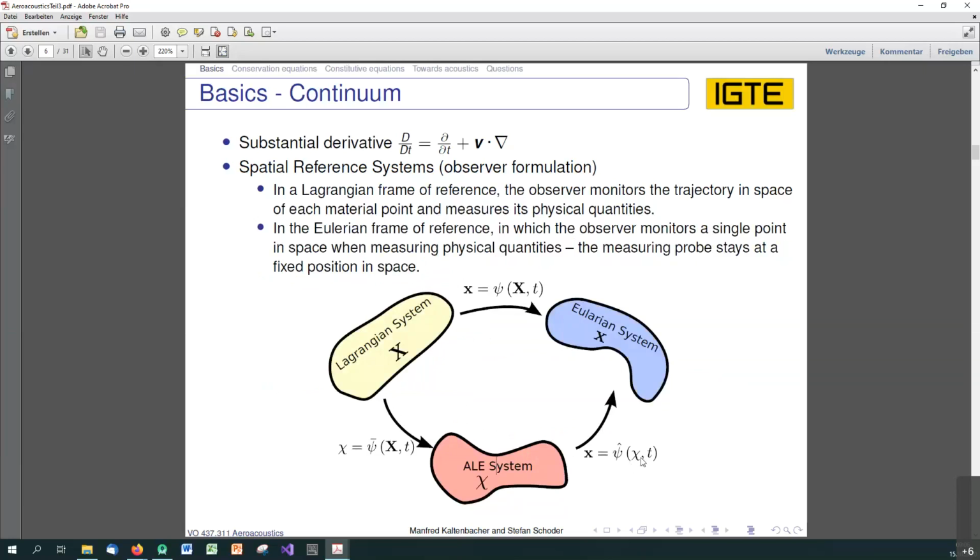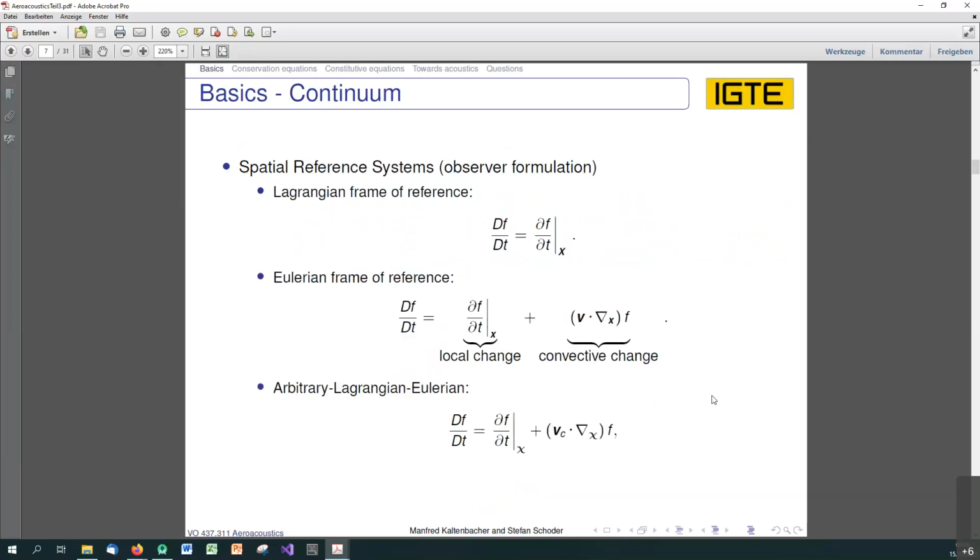Good. Aaron understood the spatial reference systems. Okay, good. Then we will continue with it in a more formal way, as we will represent it in a mathematical framework.